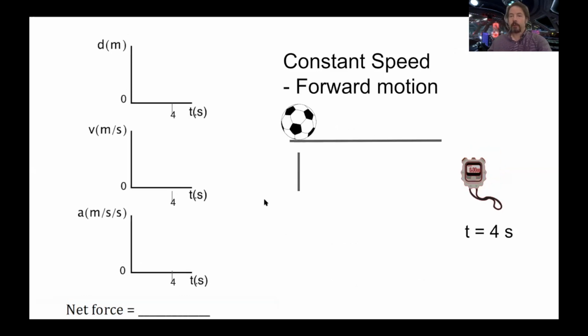This time we have constant speed with forward motion. So this time our soccer ball is moving on, we'll say it's moving on ice. But when we start the camera to track where this ball is, it's already in motion. There's no kick, there's no forces, it's just rolling across the ice. There's no force slowing it down, it's just rolling across the ice.